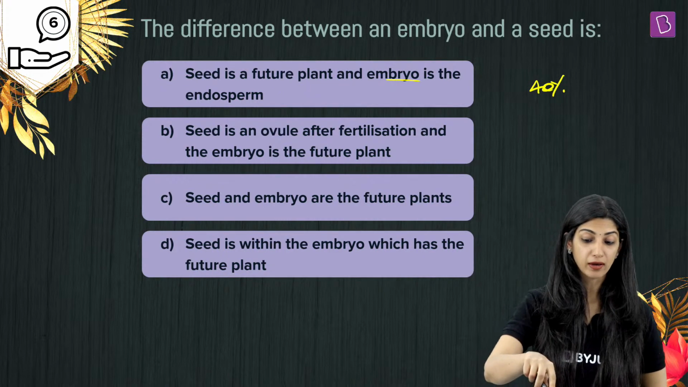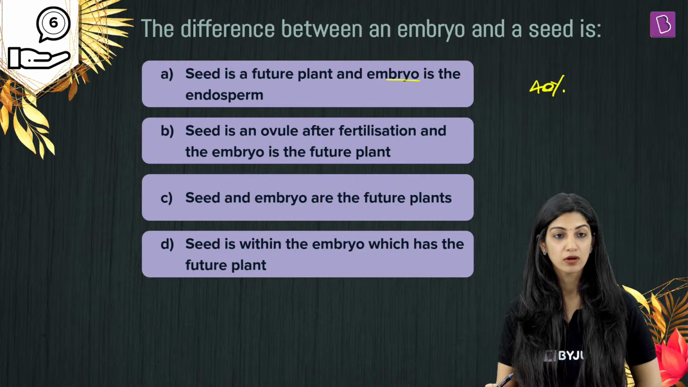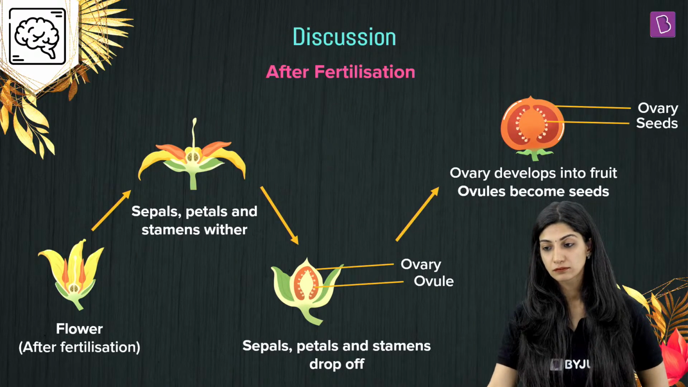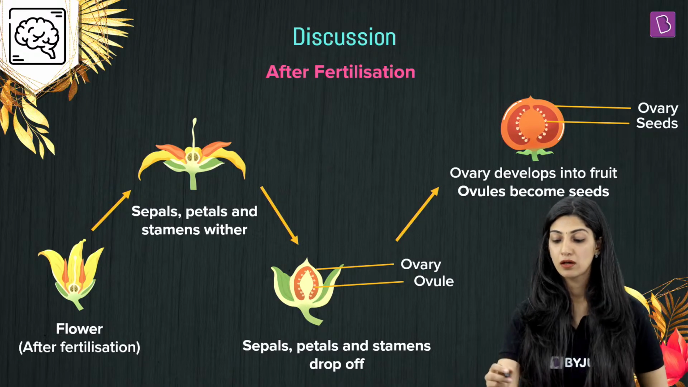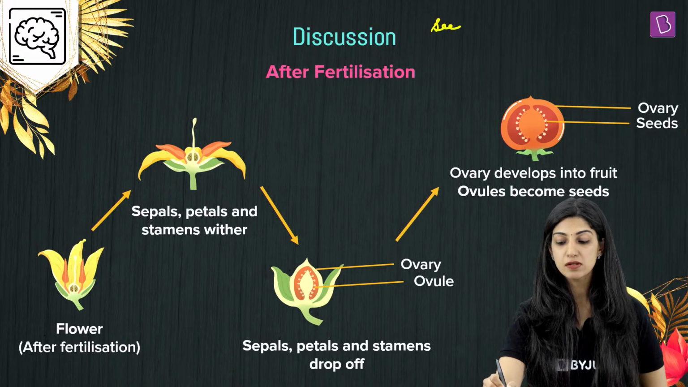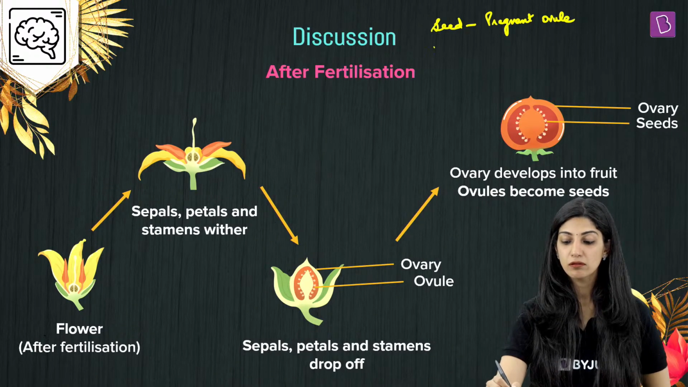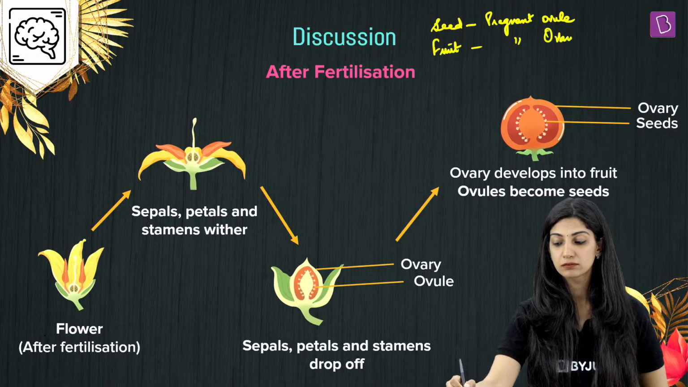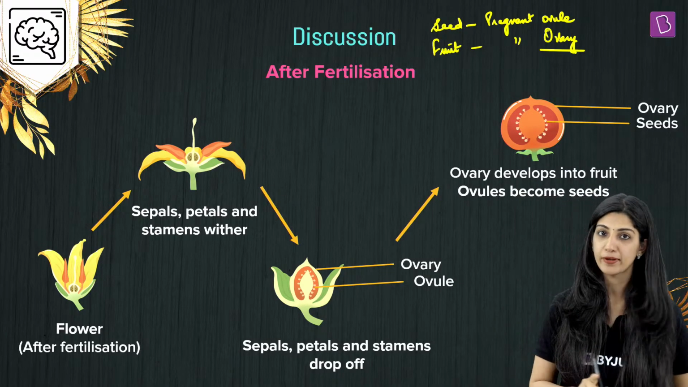People who are answering A. This is a very easy question. Let's see what happens. Remember forever that seed is pregnant ovule and fruit is pregnant ovary. That means fertilization has happened.